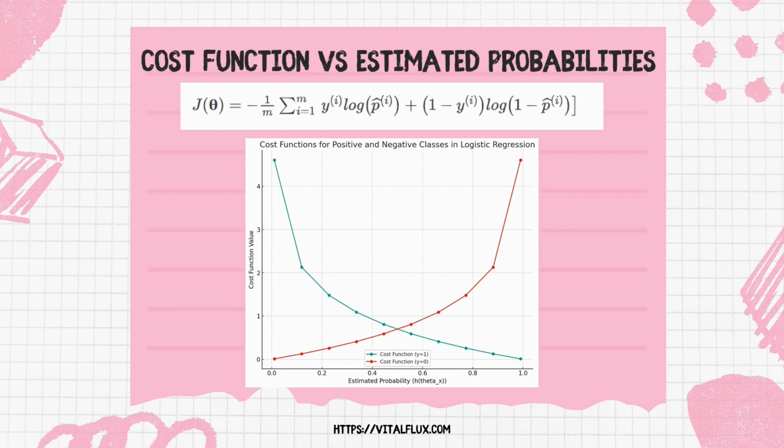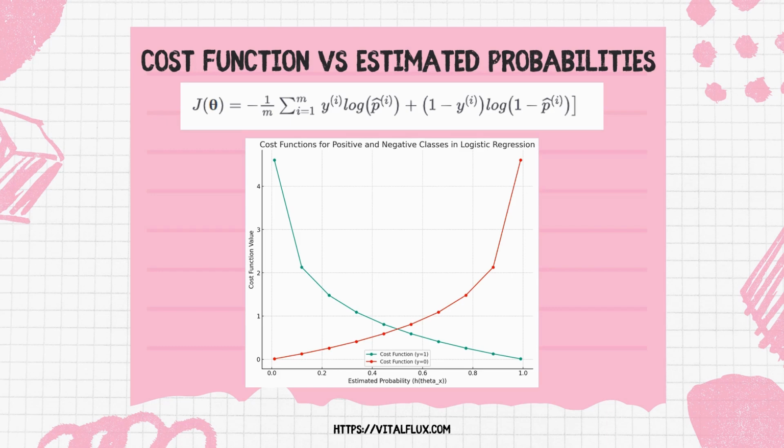What's really interesting is how this function captures the essence of logistic regression. Correctly predicting the actual label with high confidence yields a low cost, while being wrong with high confidence is very costly. Now let's go and understand this cost function versus estimated probability plot.